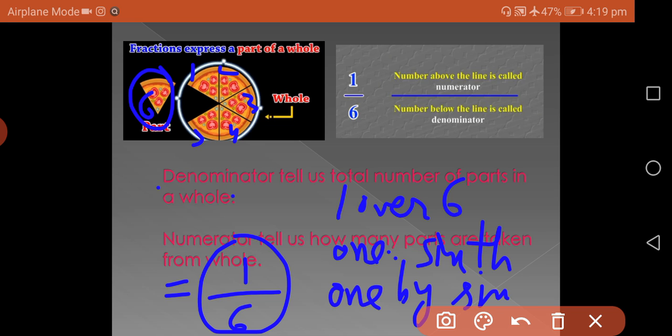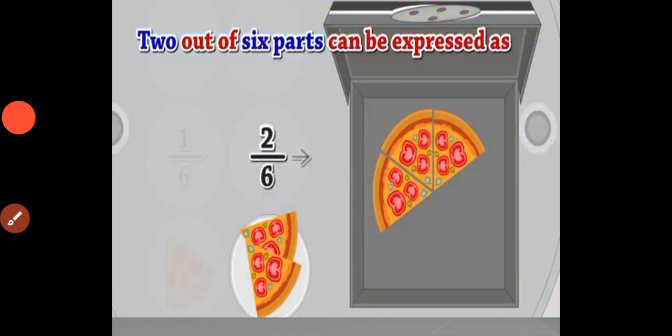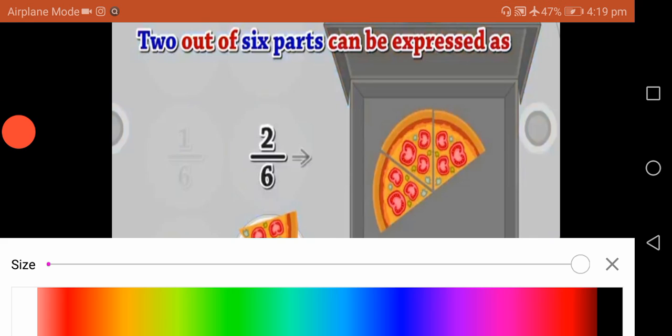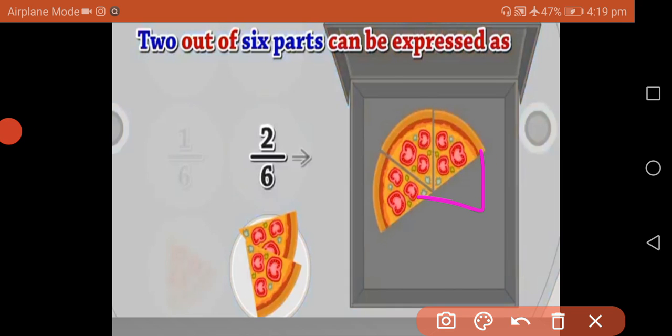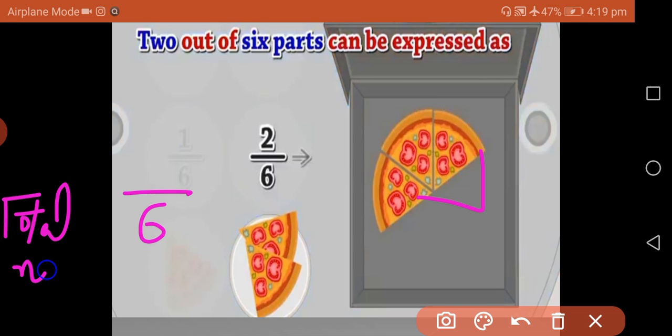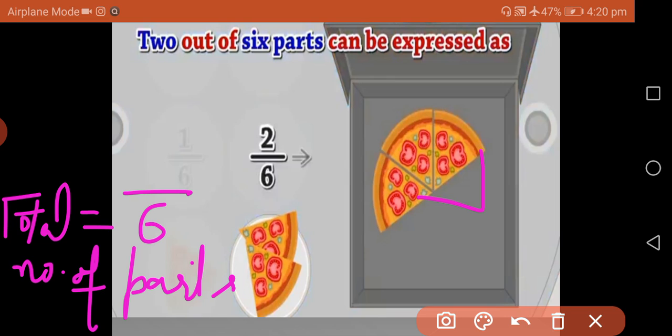So move further. In the same way, if we have to represent 2 out of 6 parts, how will it be expressed? You can see that there were 6 parts, total parts were 6. So it will be written in the denominator because the total number of parts is represented in the denominator. And the number of parts which are taken out will be written in the numerator.